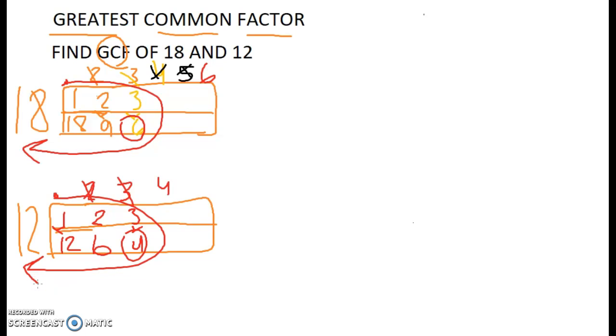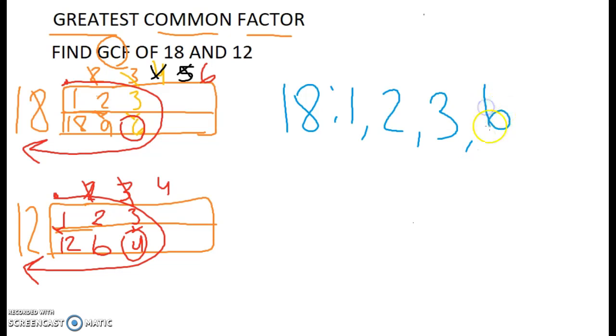Now that I've found all the factors for 18 and 12, I want to go ahead and list them. So over here, I'm going to write 18, dot, dot. And then I want to list my factors in order from least to greatest. I can use my arrow to help me with this. So if I start at the beginning of my arrow, as it curves around, it's actually listing my numbers in order from least to greatest. So 1, 2, 3, 6, 9, 18. When I write those numbers in my list, I want to make sure to put a comma in between each number. 1, 2, 3, 6, 9, 18.